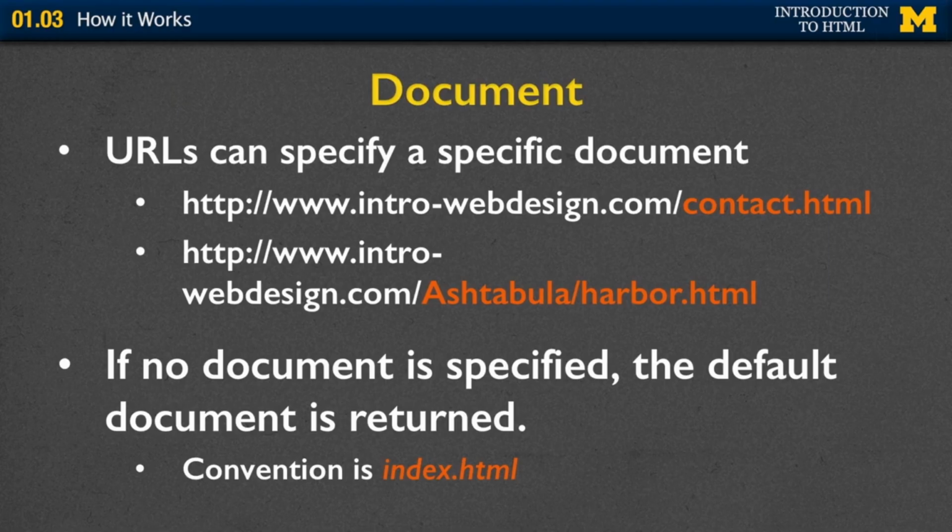The last part of your URL is the document. So sometimes you want to specify a very specific document that you want to get. So for instance, the contact page, or in this case, another one, I have the file that's inside a folder. But sometimes you don't put a document at all. In fact, most of the time you don't. If you type in wikipedia.org or facebook.com, there's no file name. But that's okay. Every server has a default document that it's going to return. Usually it's called index.html.